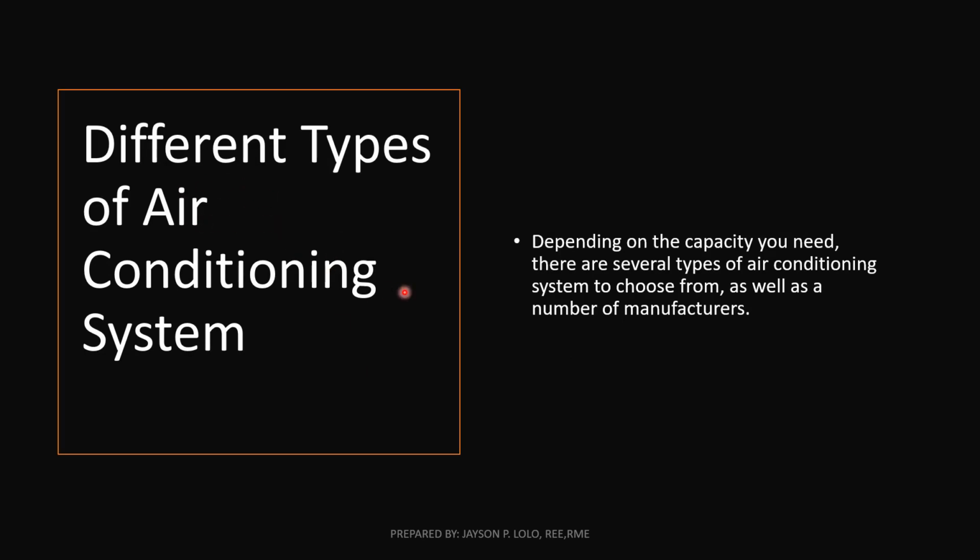Now we have different types of air conditioning system. Depending on the capacity you need, there are several types of air conditioning system to choose from, as well as a number of manufacturers. The cheapest system is a wall-mounted single split, which is commonly installed here in the Philippines, and is typically used in server rooms, IT facilities, and small offices. In some old offices, they are using wall-mounted split systems to heat and cool the offices throughout the year.